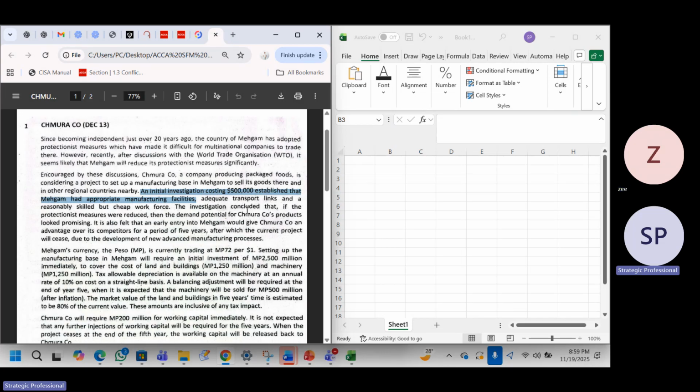All right. So there are adequate transport links and a reasonably skilled but cheap workforce, right? The investigation concluded that if the protectionist measures were reduced, then the demand potential for Chumraco products looked promising. It's also felt that an early entry into Myanmar would give Chumraco an advantage over its competitors for a period of 5 years. So meaning that if Chumraco enters Myanmar, it will gain a competitive advantage for a period of 5 years, after which the current project will cease due to the development of new advanced manufacturing processes. Meaning that this project is for a period of 5 years.